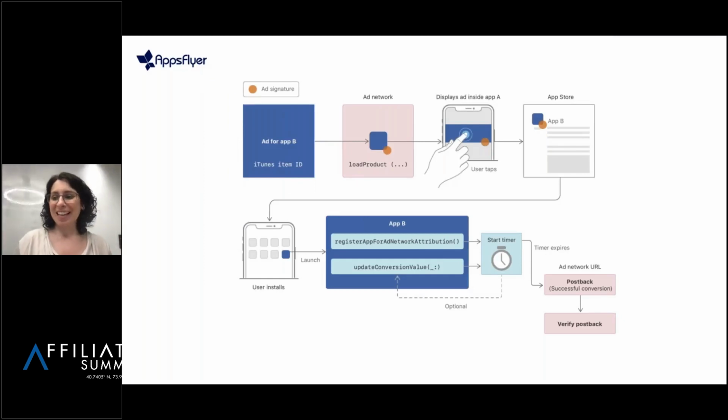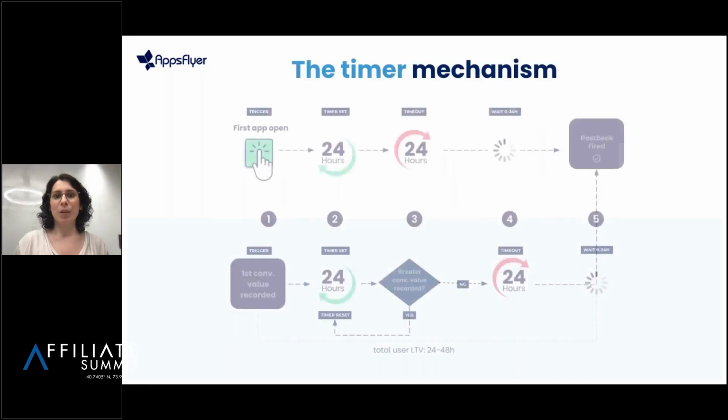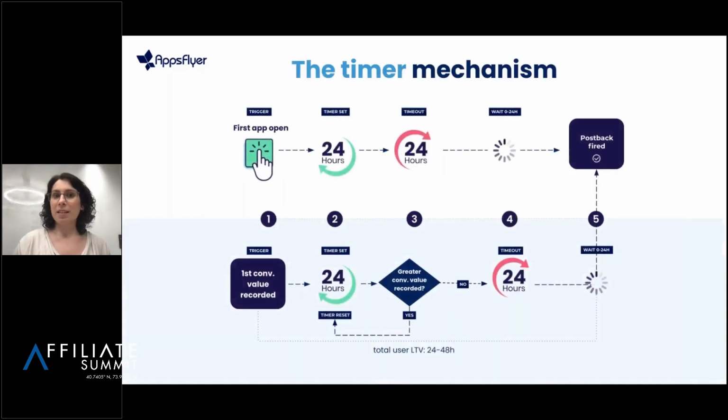I want to talk about one last thing here, and that is the timer, which you may have missed here in this diagram as we start off. But this timer is a very important element here because when an install occurs, the postback is not sent immediately to the ad network, as I mentioned before. There's a timer that delays the sending of the postback by at least 24 hours. It is not very straightforward to understand.